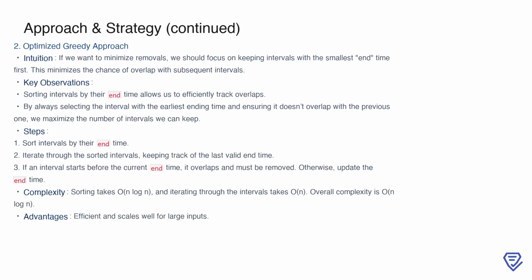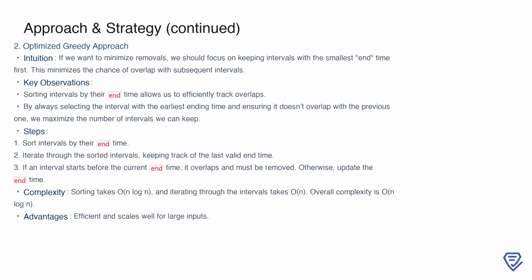A more efficient solution is the optimized greedy approach. The key idea here is to minimize the number of intervals we remove by prioritizing intervals with the smallest ending times. Why focus on the end time? Because choosing intervals that end earlier leaves more room for subsequent intervals, reducing the likelihood of overlap.